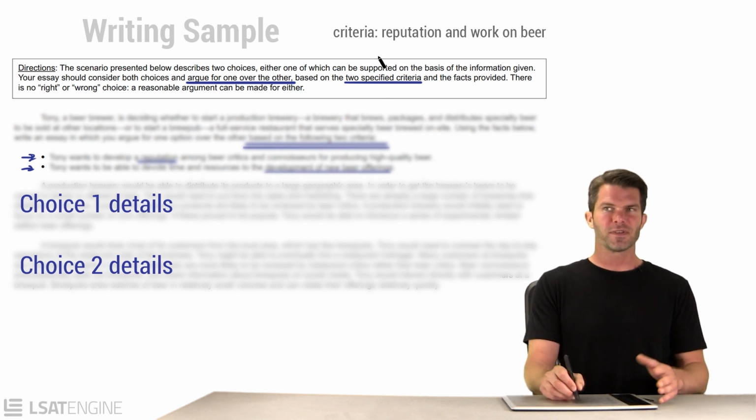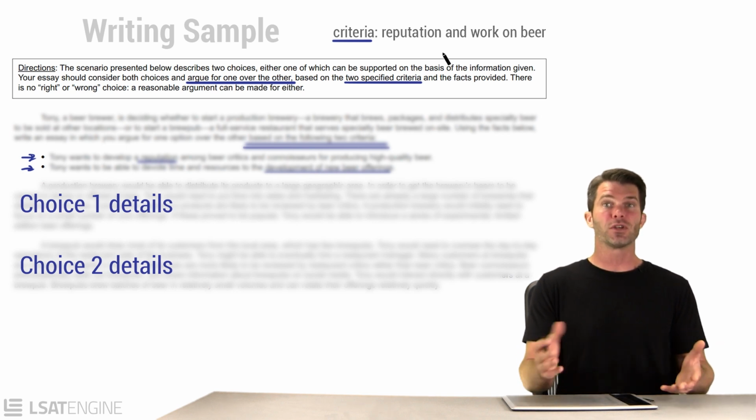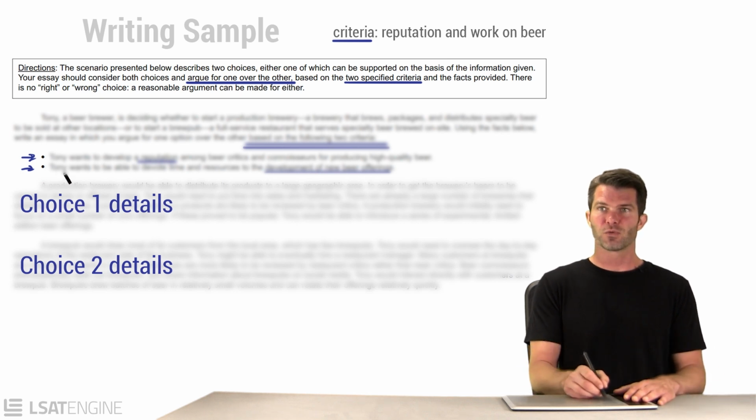I can't overemphasize how important the criteria are, because when you're making your argument, you have to appeal to only these 2 criteria. If you appeal to anything else, that's a weakness in your argument. It shows that you didn't follow the directions, and that would make your essay look bad. That would make your writing sample look bad. So it's really important that whatever you argue for, you do so because it's either going to boost his reputation or it's going to give him the time and resources to develop new beer offerings.